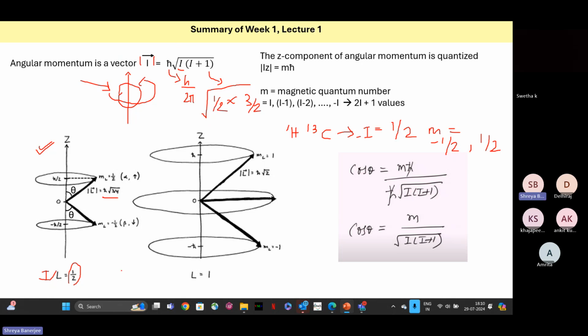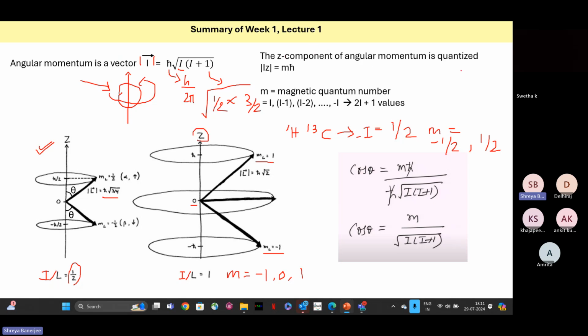So similarly, if you have I or L as 1, then again the m values will range from minus I to plus I. So you will have m values minus 1, 0 and plus 1. So you can see m minus 1, m 0 and m plus 1. So again, they are oriented like this. So the m 0 basically brings it to the transverse plane. So you can see the z-axis has been written here.